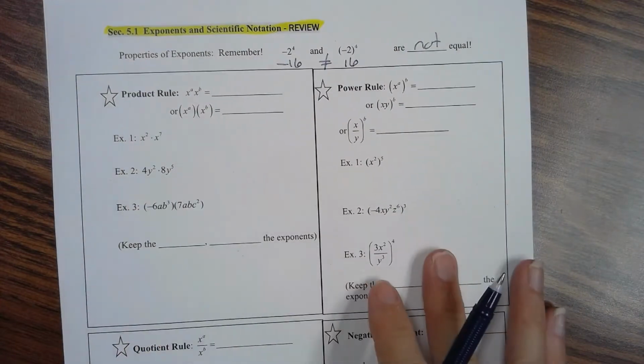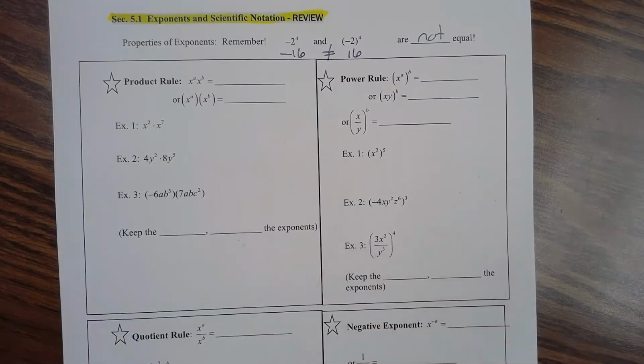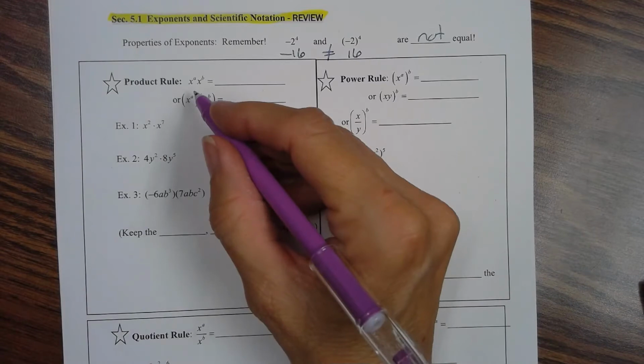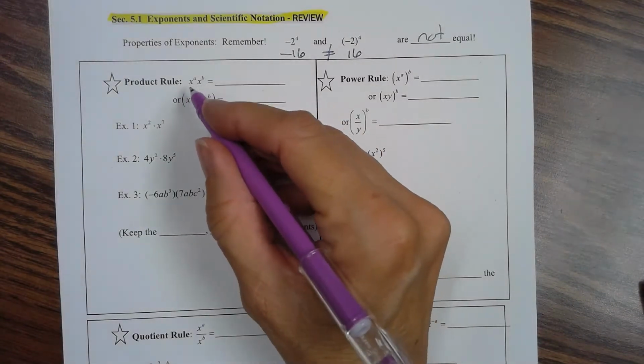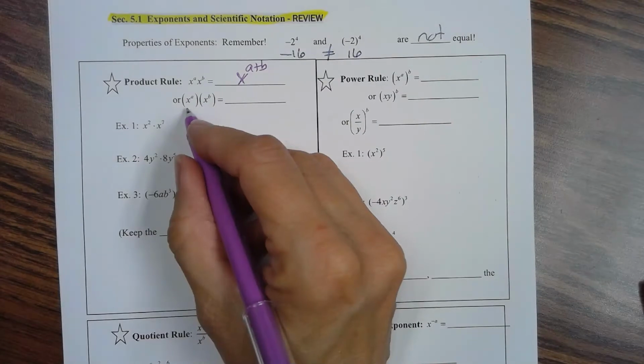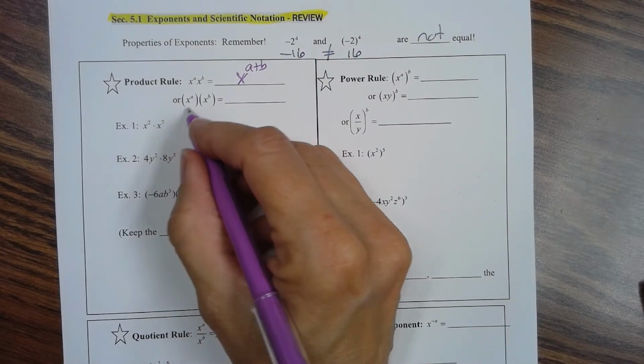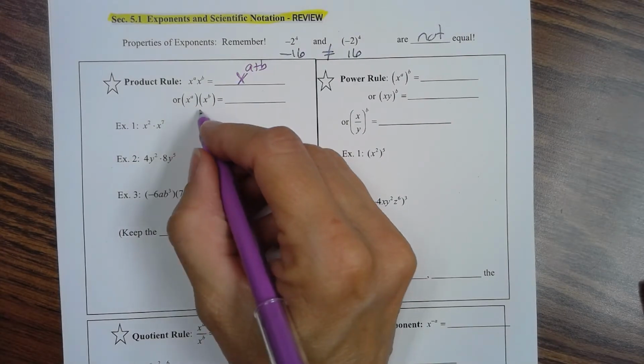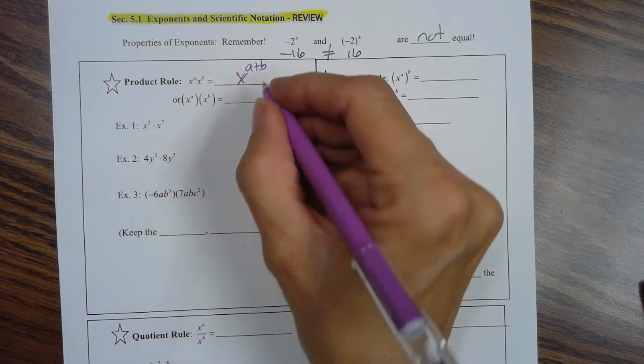So first, we'll look at the product rule. The product rule states that if we're multiplying x to the a times x to the b, notice that the bases are the same. We keep the base and we add the exponents with parentheses. Again, we keep the base and we add the exponents.